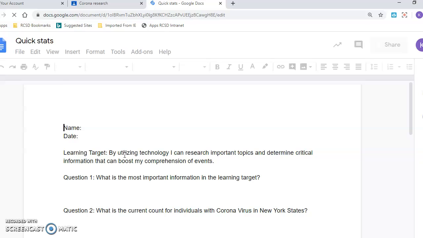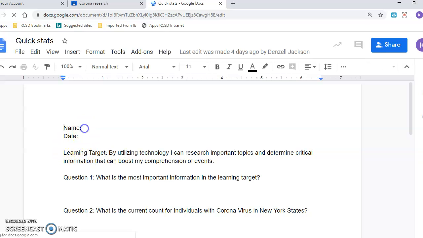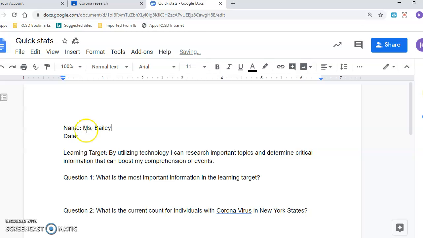I open up the Google Doc. Okay, so I type in my name. I'm Miss Bailey. And the date I'm doing it is 3/28, whatever day you're doing it, you understand. Then my learning target: by utilizing technology, I can research important topics and determine critical information that can boost my comprehension of events. Question 1: What is the most important information in the learning target?